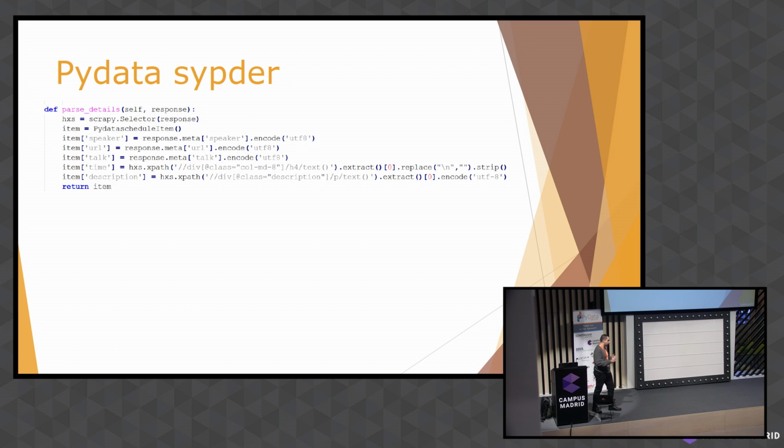and for returning this information to the process caller, we must declare an item with the class that we have seen before, and we see all the information we extract: speaker, URL, time, and description, and return the information to the other class.